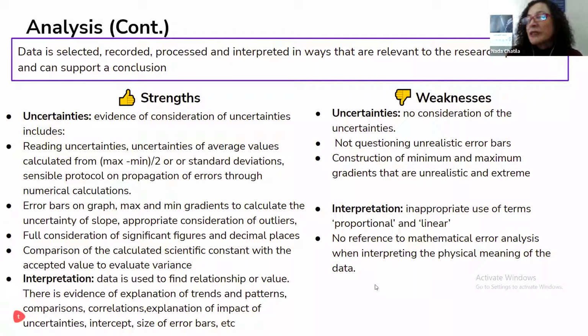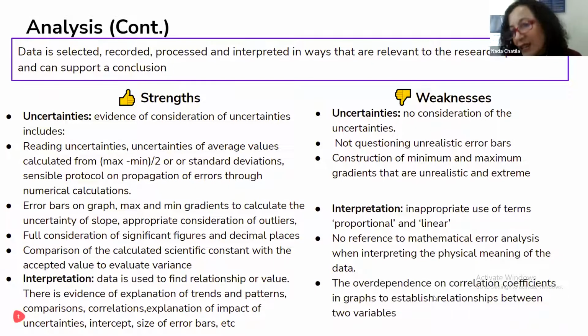There is no mention of the size of the error bars, and no mention of the meaning of the y-intercept or the x-intercept. They don't interpret the meaning of the best fit line not passing through all the error bars as well. There is also overdependence, and I already talked about this, on correlation coefficients in order to establish relationships between two variables.